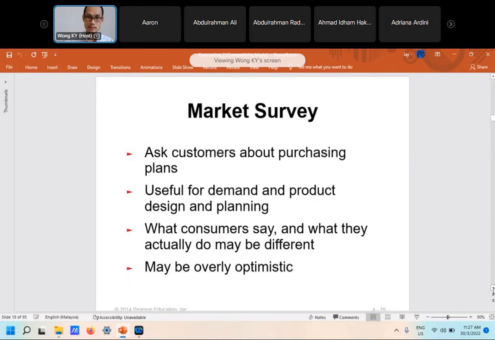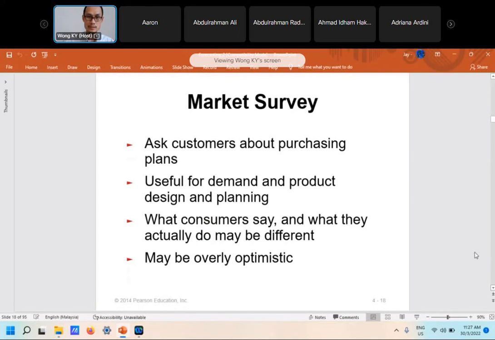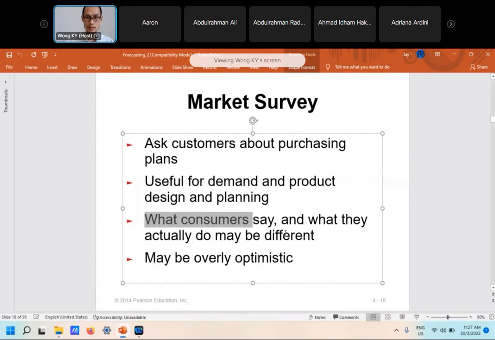And market survey, this is also easy. It means we just ask customers how many units they require, and that becomes our forecast. But the problem is sometimes what customers say and what they actually do may be different. They may say that they need the product, but eventually they don't buy the product. So what customers say may be different from what they want.